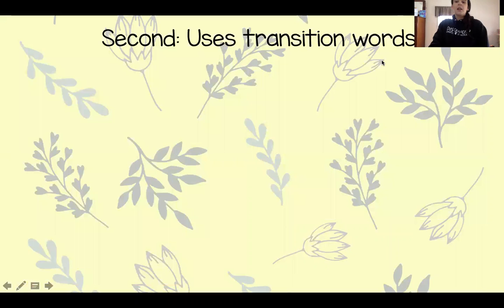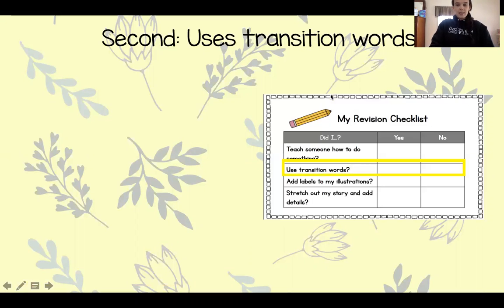The second criteria on our checklist is using transition words. Remember, these are words like first, then, next, last, after that, before that, in the beginning, in the middle, at the end, next. Did I already say that? Yeah, finally, throughout, all sorts of words that tell order and tell time, okay? So transition words are going to tell you the order that things happen in. So make sure that your writing goes in order too.